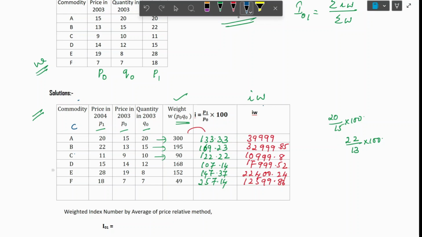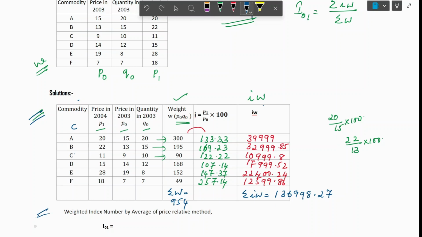That information is the summation of W and the summation of IW, correct? Summation of W, if you add these numbers, you are going to get 954, and here you are getting the total 1,36,998.27. Therefore, your table is completed.